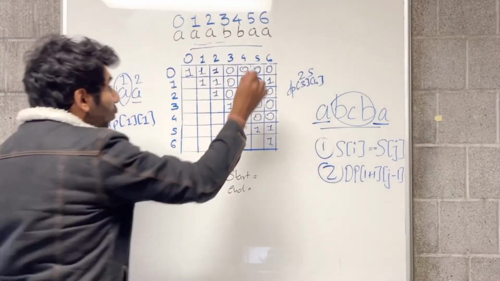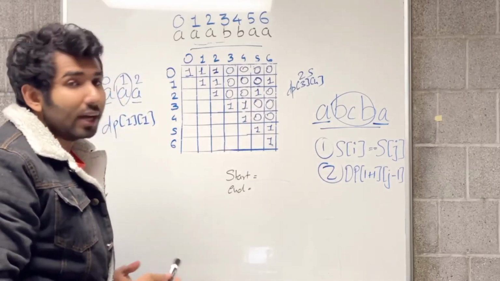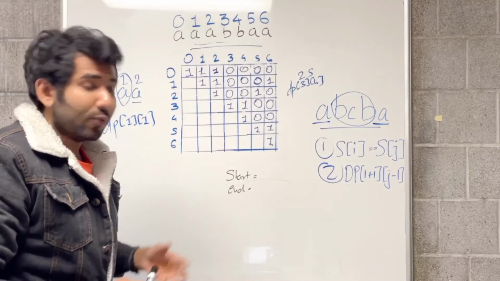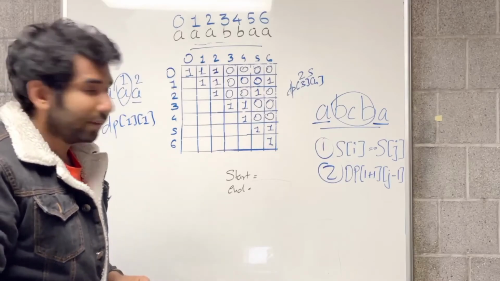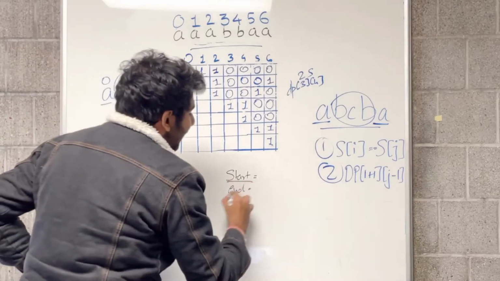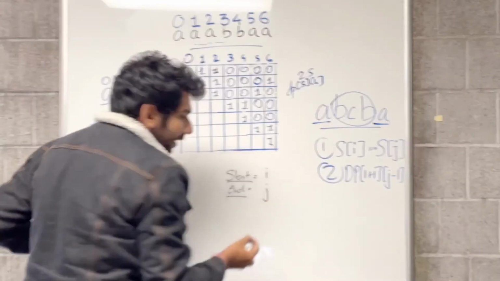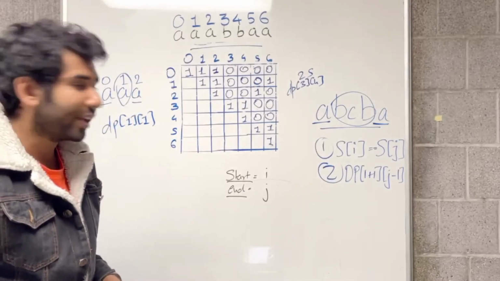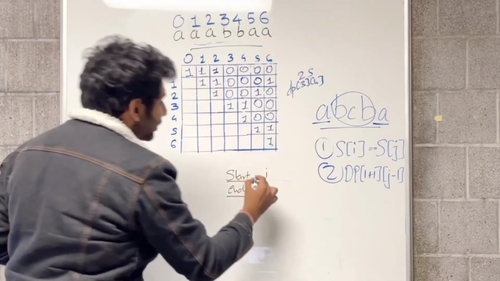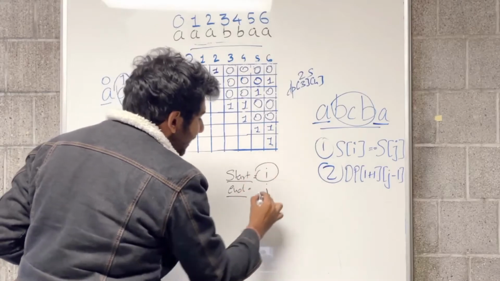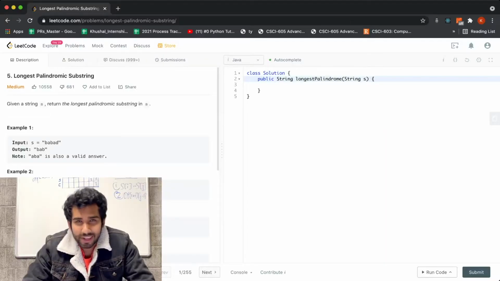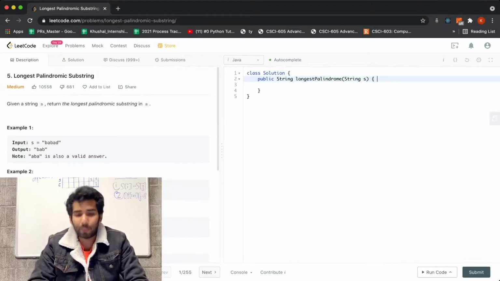Whenever we put a 1 in a matrix, we'll check if the substring that we are making is greater than the previous substring. If so, we can change this start and end to the current i and current j, and in the end we can get the substring from our original string, starting at i and ending at j. Okay, let's quickly code whatever we discussed on the whiteboard.